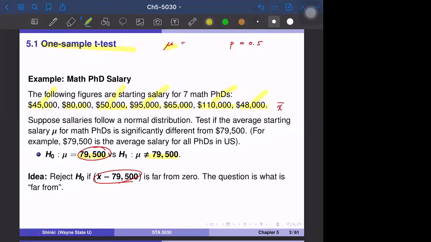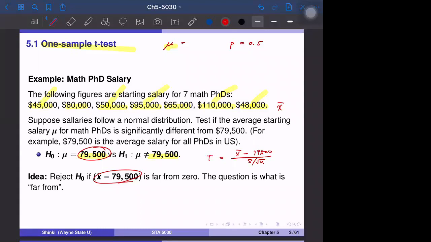So we continue to discuss the one-sample t-test. I would like to apply the test theory for the t-test to the example of mass PhD salary. So remember that the t-statistic is important, and the t-statistic is equal to x bar minus our hypothesis 79,500, divided by s over square root of n. n is the sample size, s is the standard deviation.